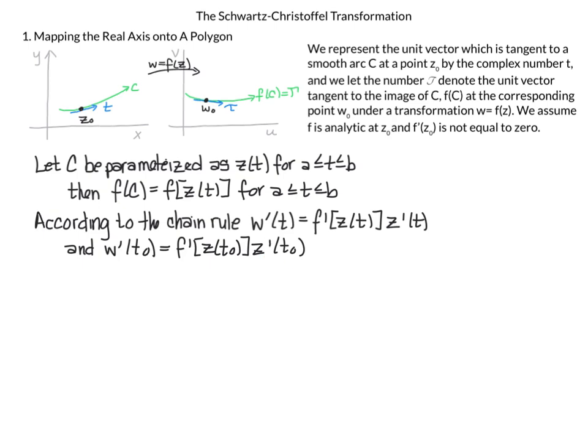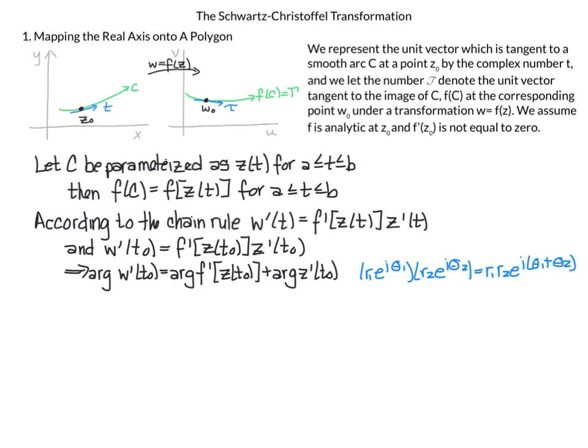Now you have three complex numbers. This w prime of t naught is a complex number, and then you have a product of two complex numbers here, f prime of z of t naught, and then this complex number z prime of t naught. Each of these complex numbers, remember, you can write in exponential form, so you can talk about its radius and you can talk about its angle. And the angle, if you recall, we call the argument. So now we can talk about the argument of w prime at t naught and the argument of f prime z of t naught and the argument of z prime of t naught.